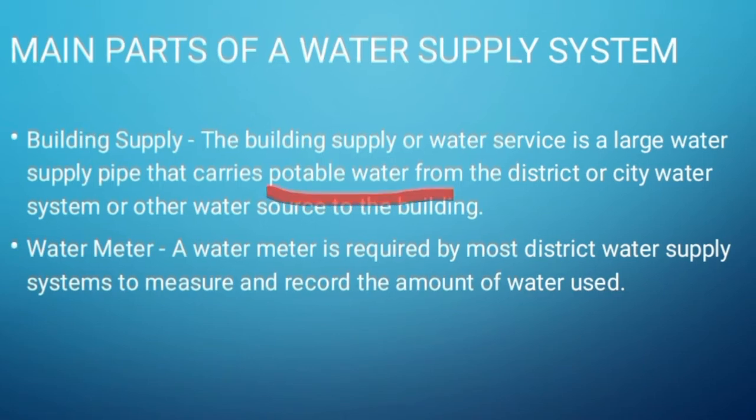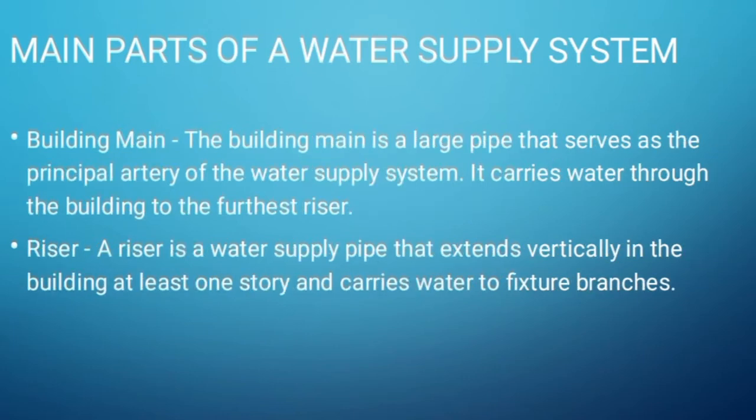Next is water meter. A water meter is required by most district water supply systems to measure and record the amount of water used. It may be placed in a meter box located in the ground near the street or inside a building.